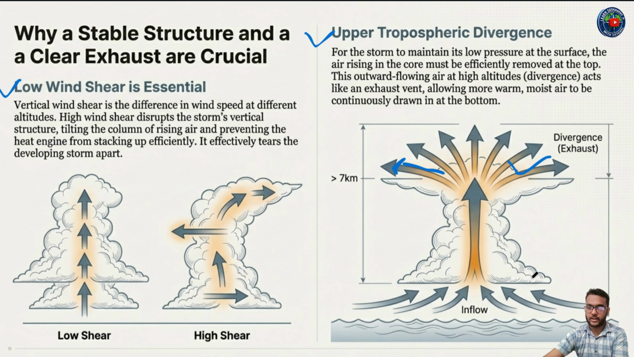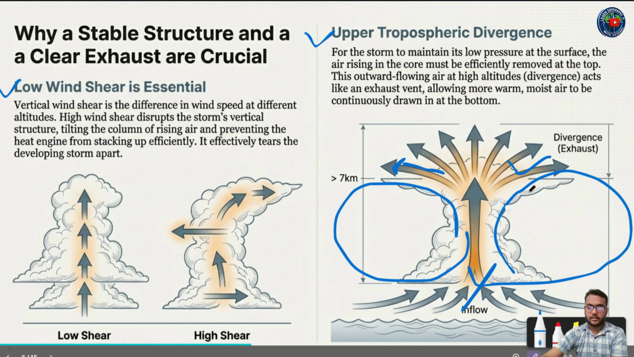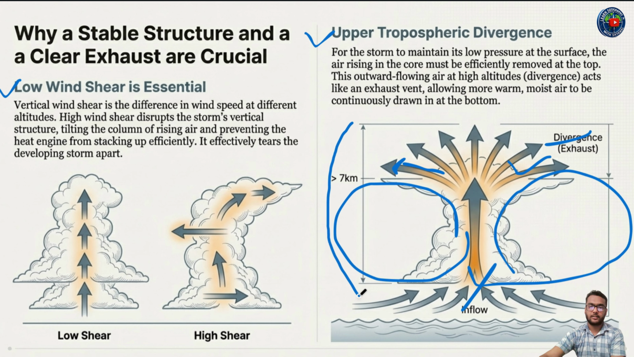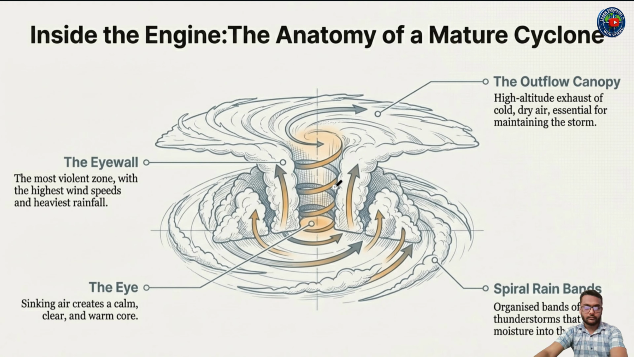Okay, this is the process. Like this: inflow, divergence, exhaust, and 7 km. This is the height of a cyclone.